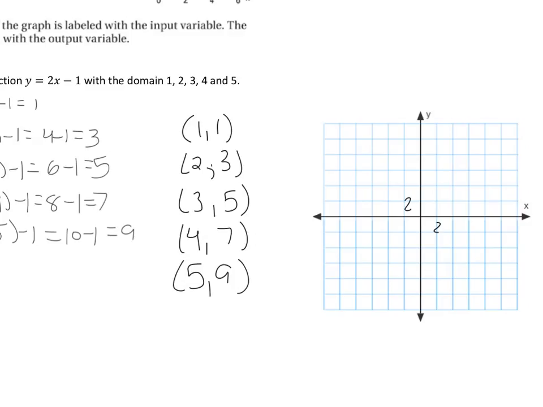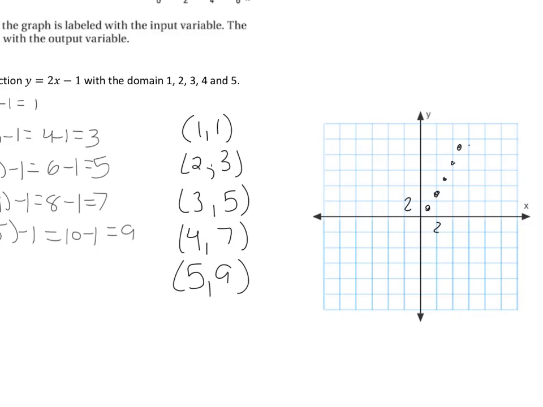So if we graph 1, 1, it'd be approximately there, and then 2, 3, 3, 5, 4, 7, 5, 9. Now it is not a line. It just wants you to do those, okay? So don't connect the dots here.